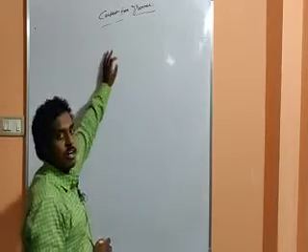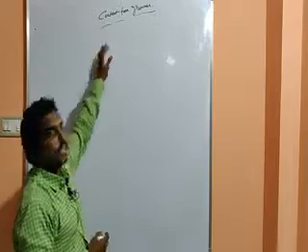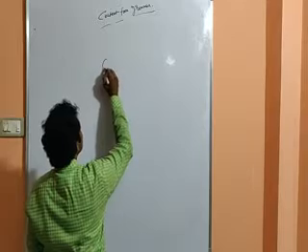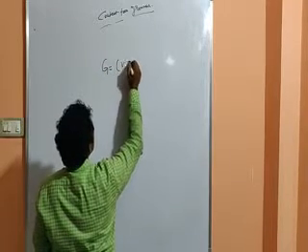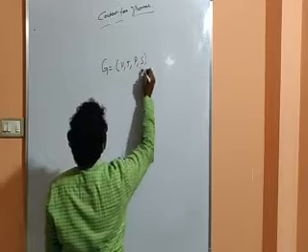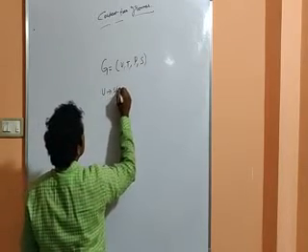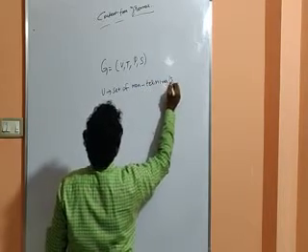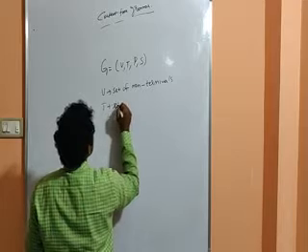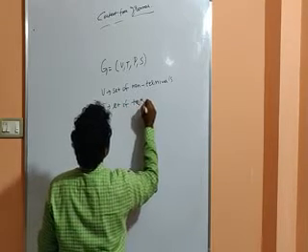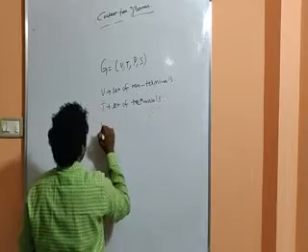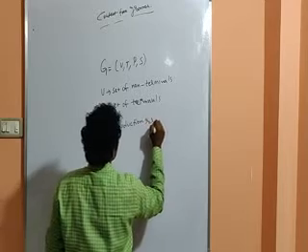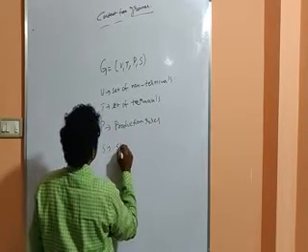Now we are going to see the concept of context-free grammar. While going through the concept, first we have to learn the terms like G = (V, T, P, S). V stands for the set of non-terminals, T stands for the set of terminals, P stands for production rules, and S stands for the start symbol.